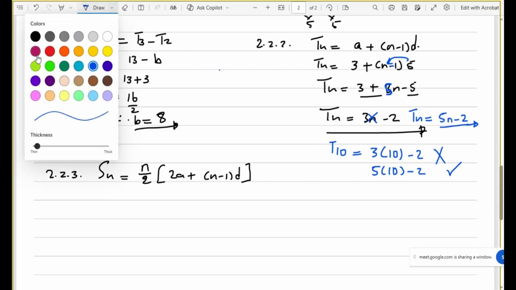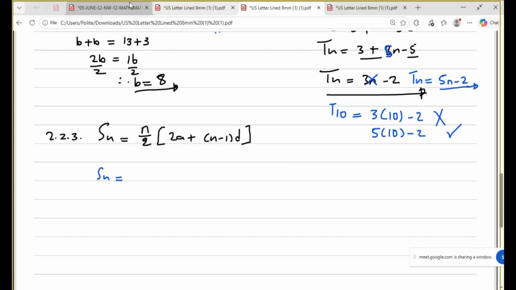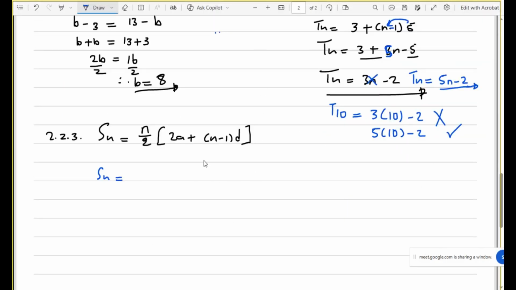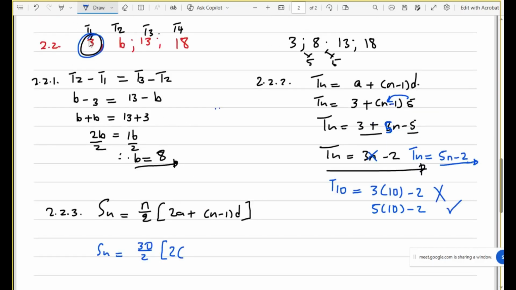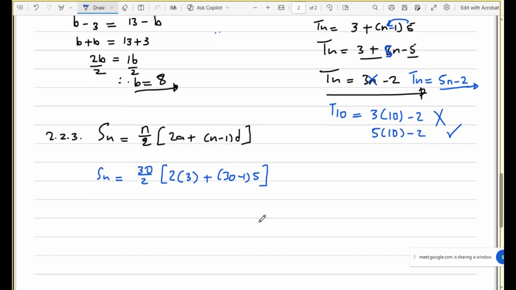Okay, then when we keep moving, Sn is equal to, they said for the first 30 terms, so where there's n, I'm going to substitute 30. So this will be 30 over 2 into 2 times a, the first term of the sequence, that's 3. So where there's a, I'm going to substitute 3, plus n, which is 30 minus 1, times d, and we said d is 5. I need you guys to punch that on the calculator. Tell me what you get.